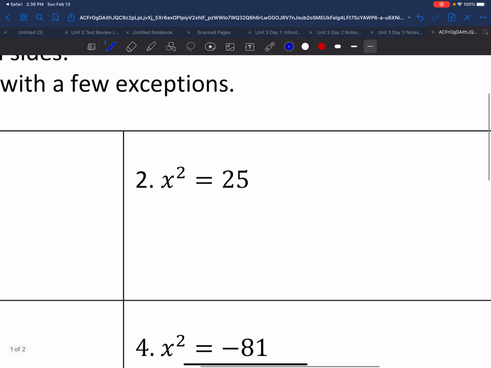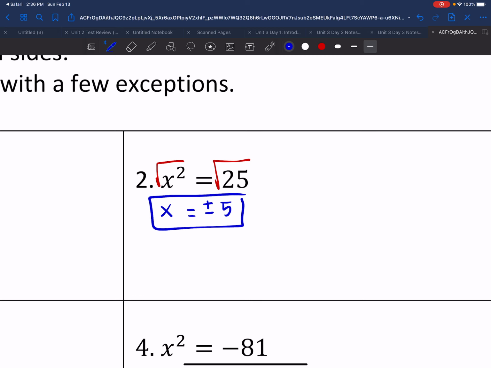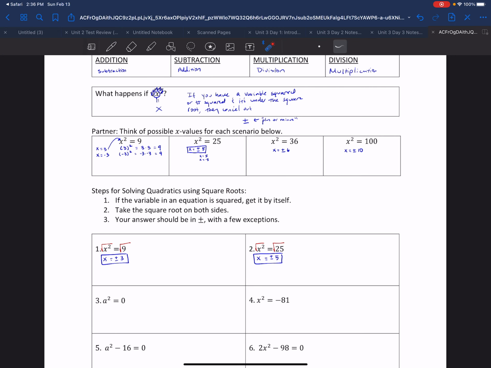Go ahead and do number 2. I need to take the square root on both sides. And then the square root of x squared is just going to be x. And then the square root of 25 is plus or minus 5. And that is my answer. Again, you should have the same thing over here, right? These are the same and these are the same.